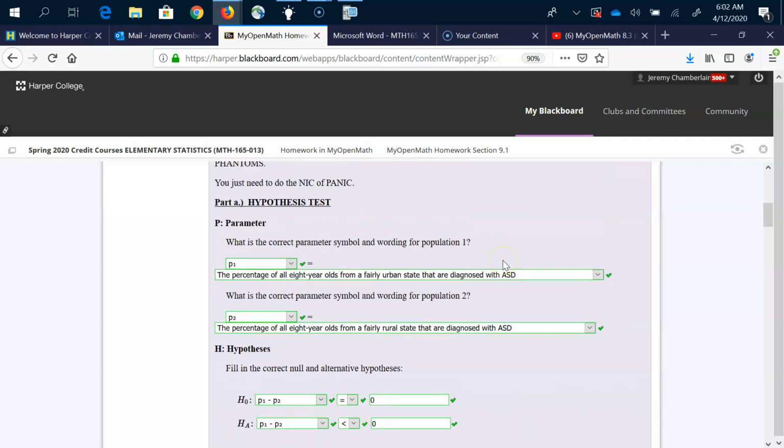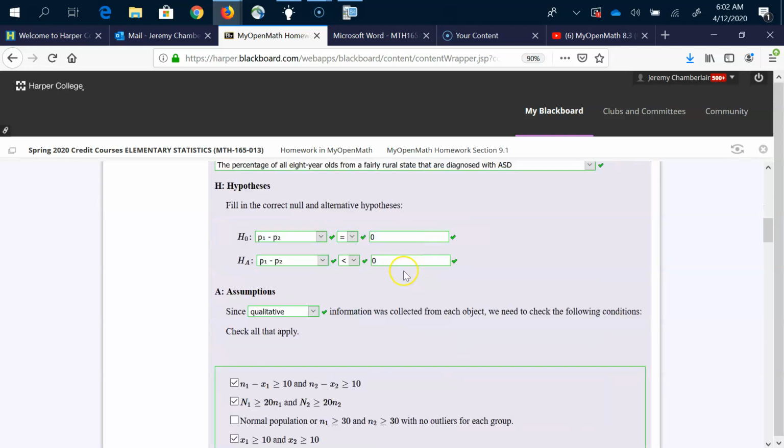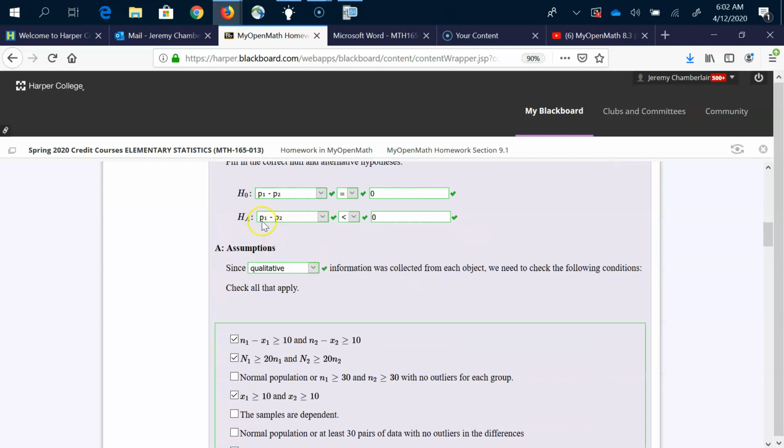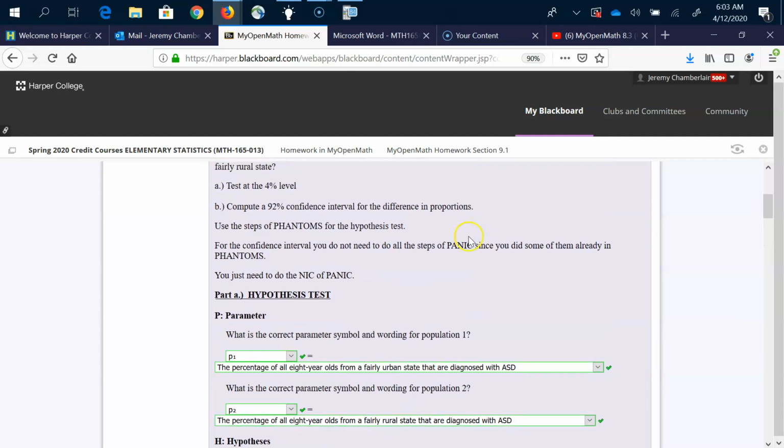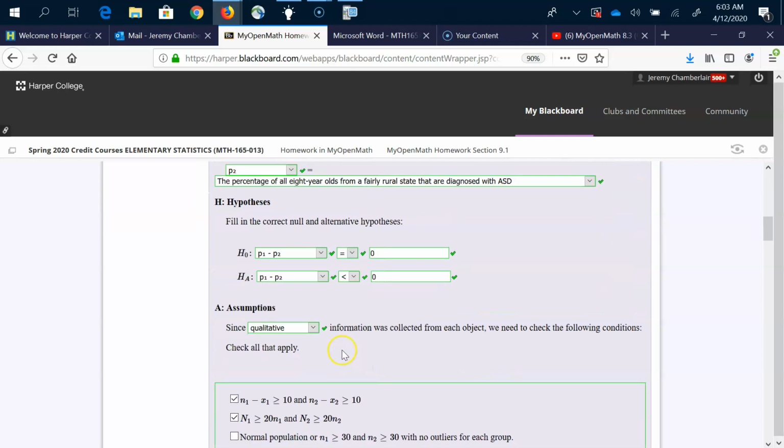In the above statement, it wanted us to test if it's lower, is urban lower than rural. So p1 minus p2, if p1 is less than p2, their difference should be less than 0. So the keyword is lower, and so I have a less than symbol in my alternative hypothesis.